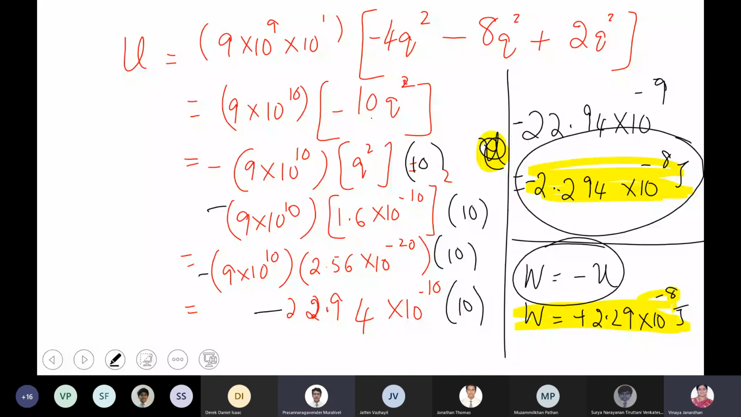You're bringing all the charges together and forming a triangular configuration. So you are doing a work, and the work you have done is negative, which means if you want to break, you have to supply an equal amount of energy, but in the opposite direction. One is work done by the system, the other is work done on the system.